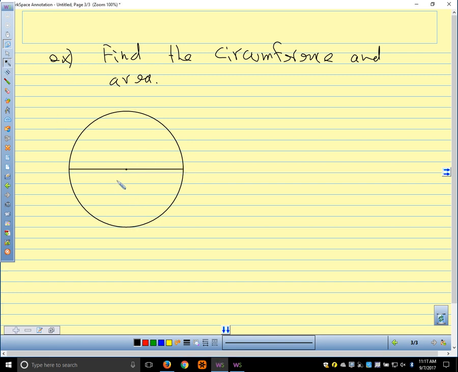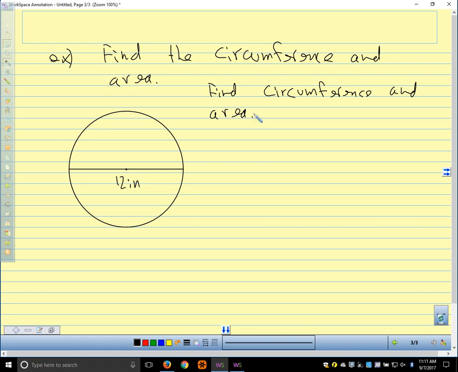All right, let's look at an example. We want to find the circumference and area. I'm going to say this is 12 inches, and we want to find circumference and area. Well, the circumference, they give us almost everything we need. The circumference, this is the diameter. So the circumference is pi times 12. I'm going to write it this way. 12 times pi, just a different order. And I'm going to say inches.